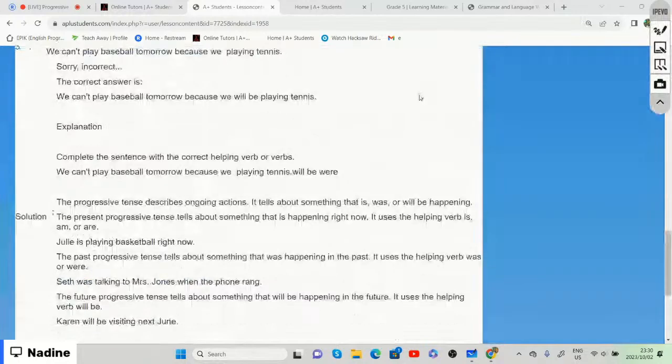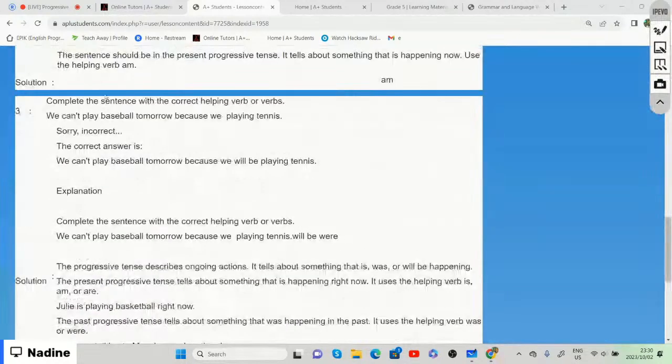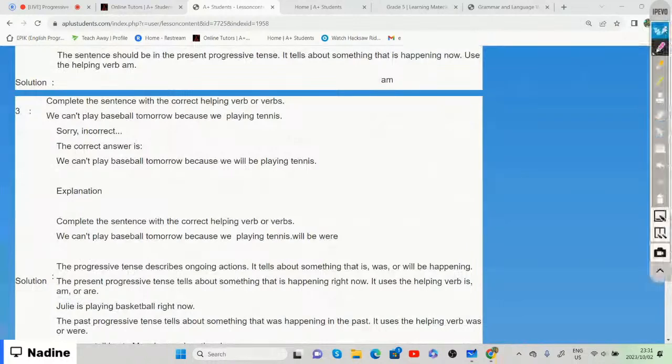All right, so now we're going to the next one. We can't play baseball tomorrow because we need to put in the correct helping verb over there, playing tennis. So we can't play baseball tomorrow because we playing tennis.